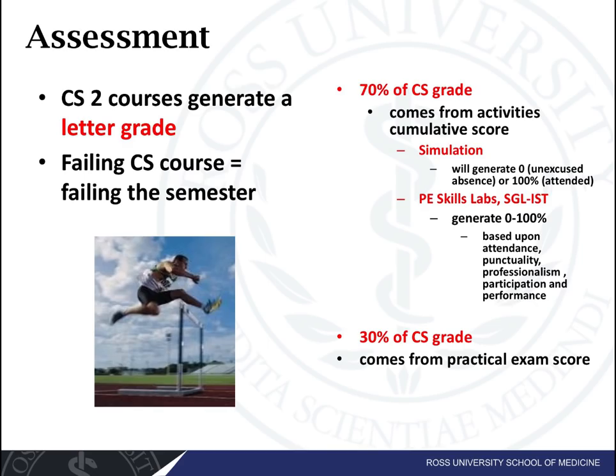The way that your CS grade is obtained, 70% of your grade is through your simulation grades and your PE skills and SGL grades. So all of your activity grades, simulation, PE skills, and SGL, combine to create 70% of your grade. 30% of your CS grade is made up by your CS final. So you can obtain a 100% by attending and participating in all of your activities even before you walk into the final exam.